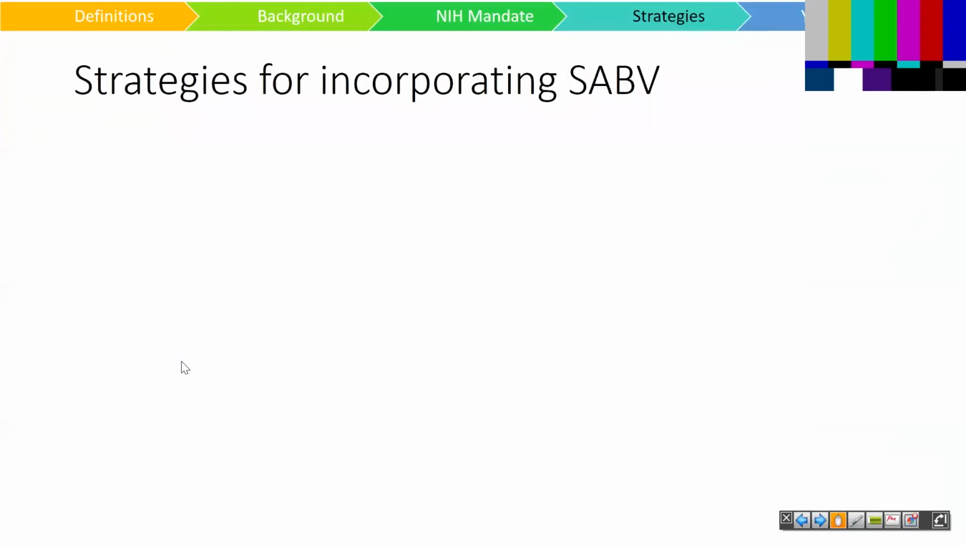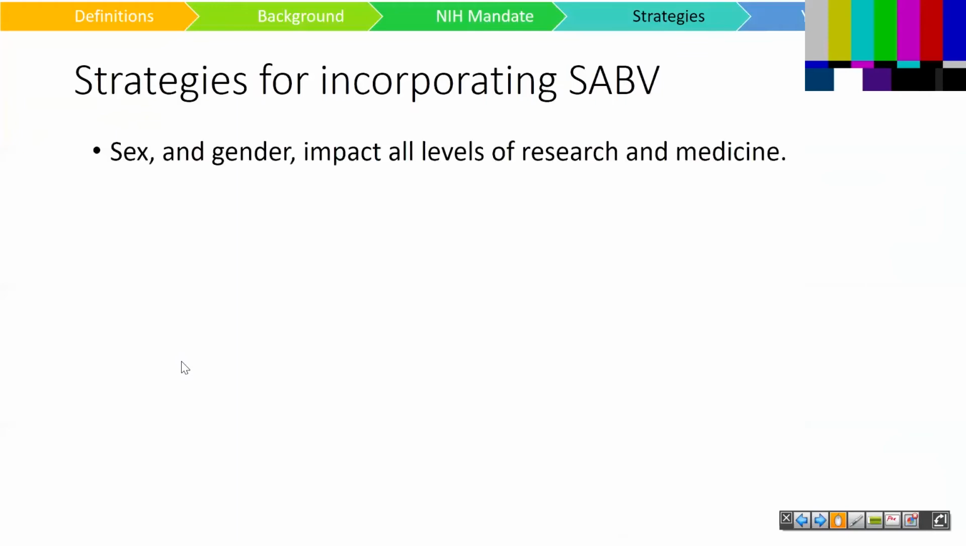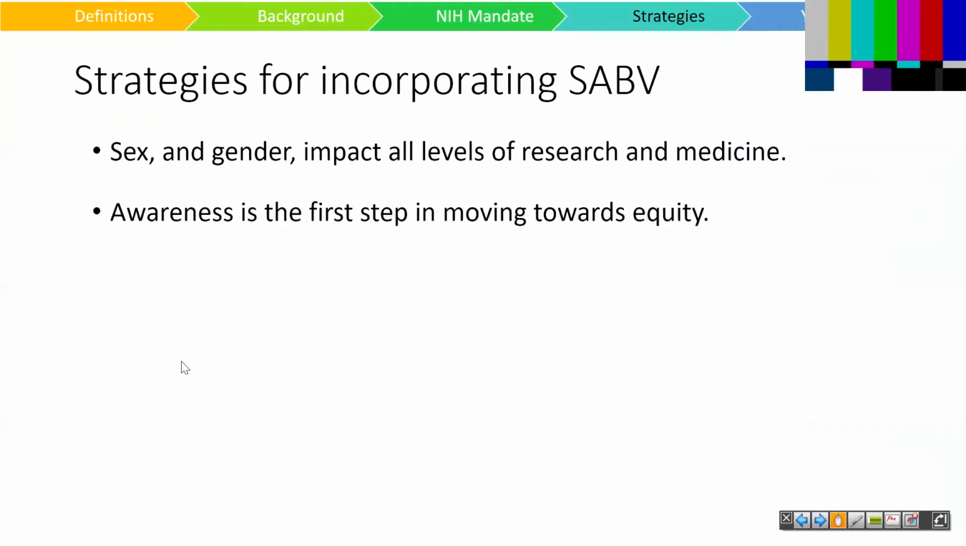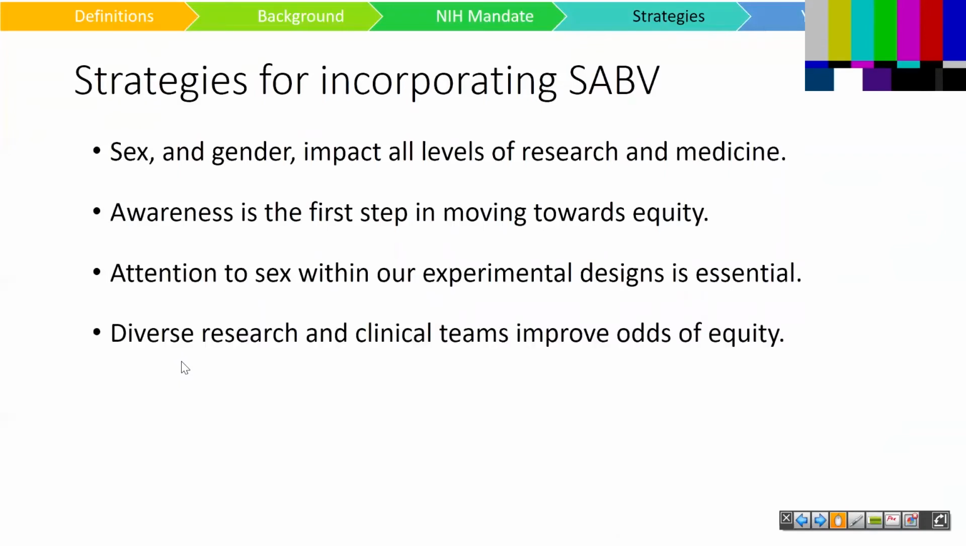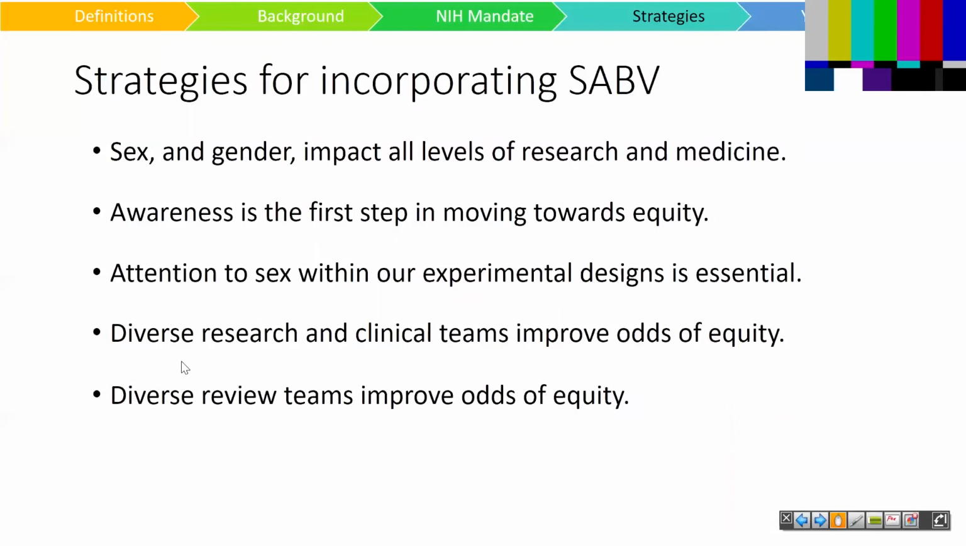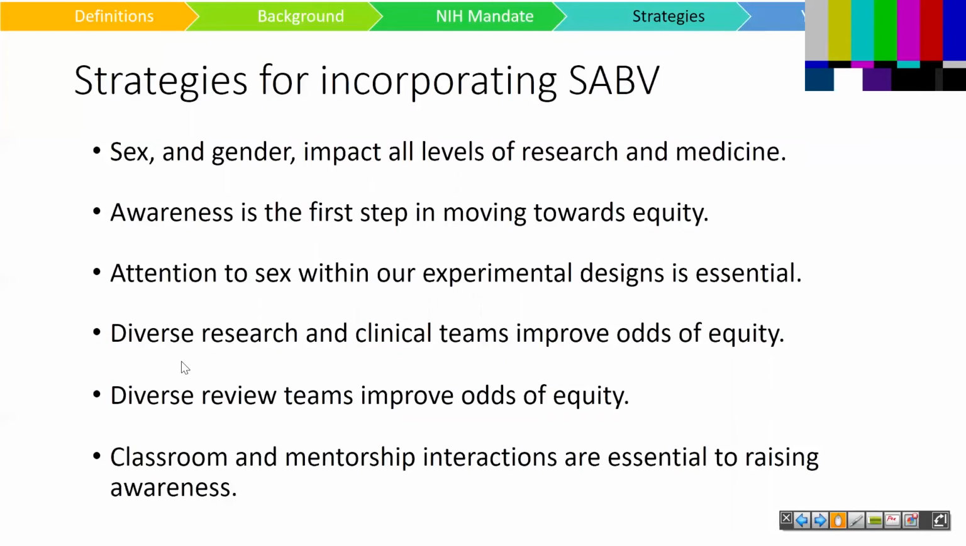So, strategies for incorporating sex as a biological variable at the social justice level and also at your research level. Sex and gender impact all levels of research and medicine. Awareness is the first step towards moving towards equity. And when I say equity, I mean bringing females up to the levels of males, both in research and in the laboratory. Attention to sex within our experimental design is essential. Diverse research and clinical teams improve the odds of equity. Diverse review teams, so suggesting more females as reviewers, is going to improve the odds of equity. And classroom and mentorship interactions are essential to raising awareness.